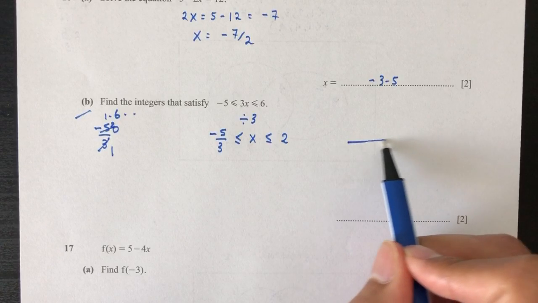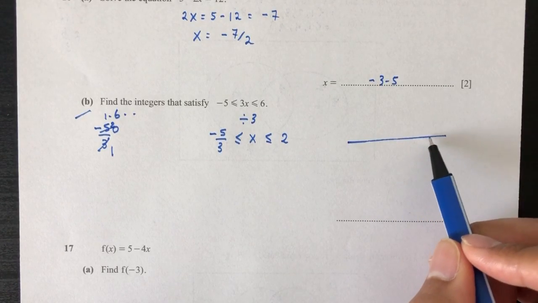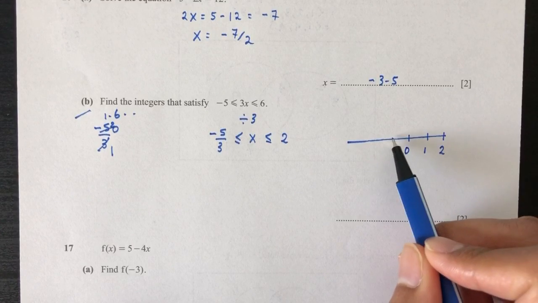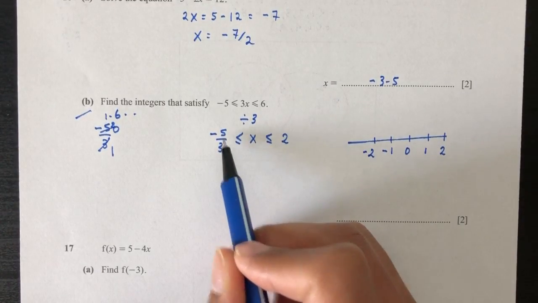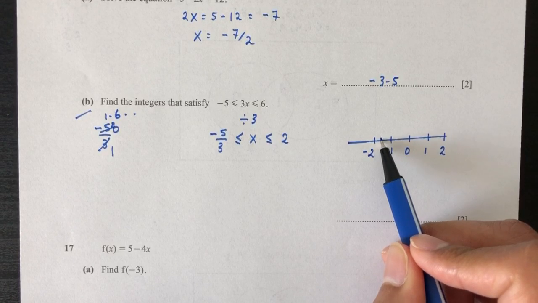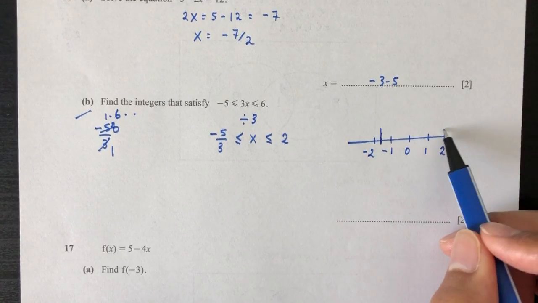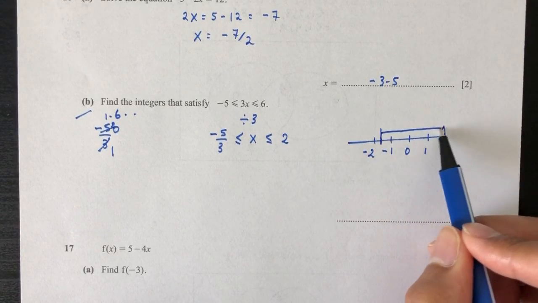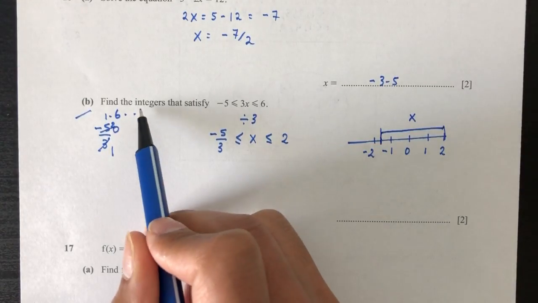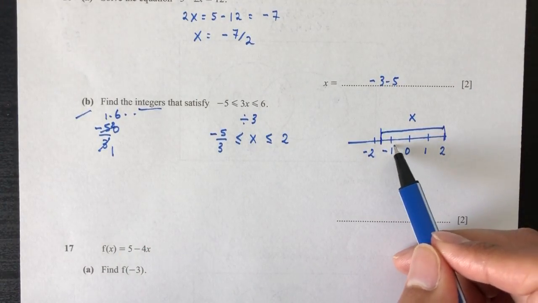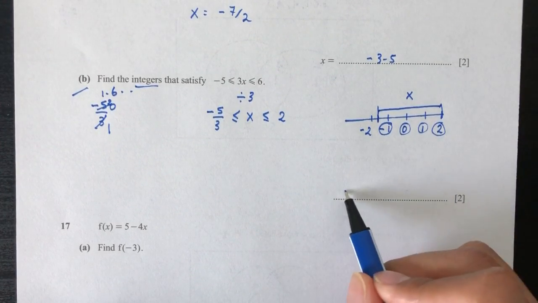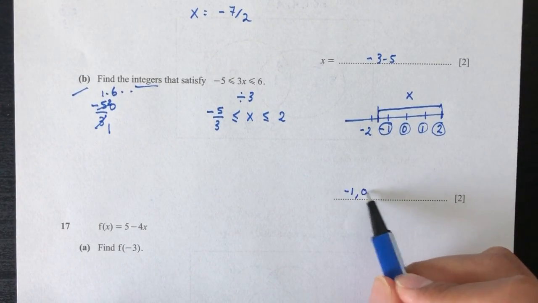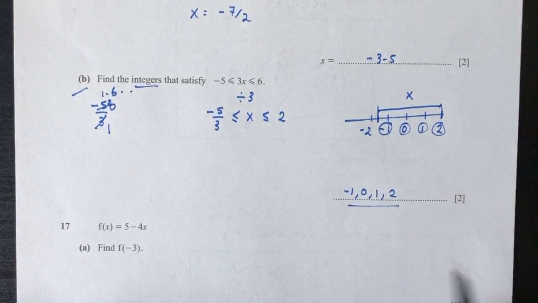Now let's draw the line to see where the values of x lie. So x can be 2, 1, 0, minus 1, minus 2. So this is right here. So this and this is where x lies. Now the integer values will be between, so it will be this, this, this, and this. So we can choose minus 1, 0, 1, and 2.